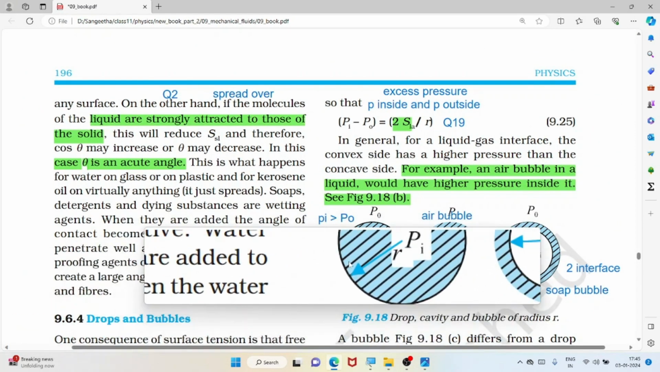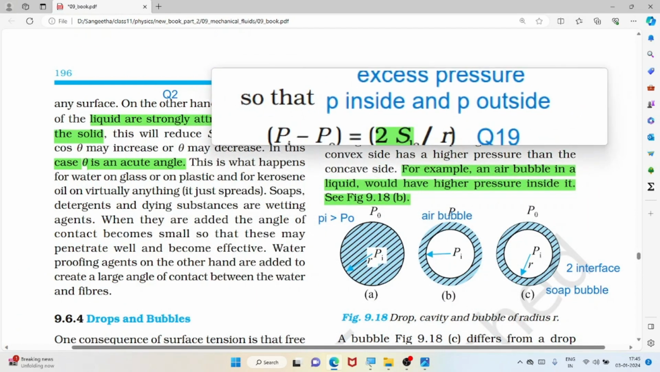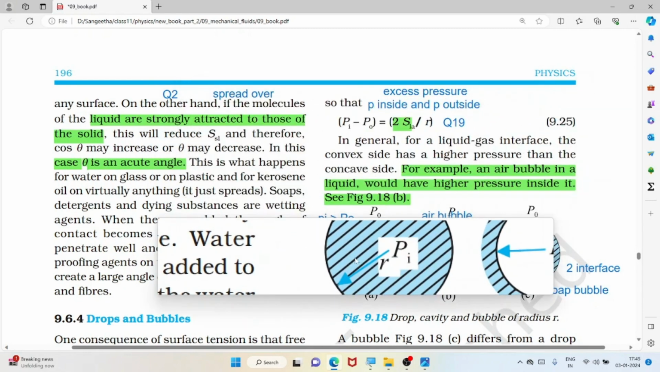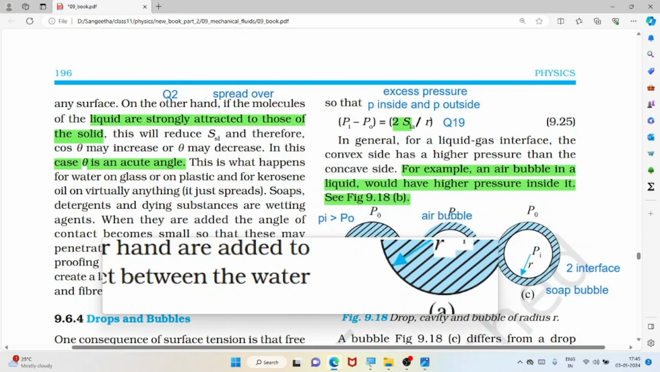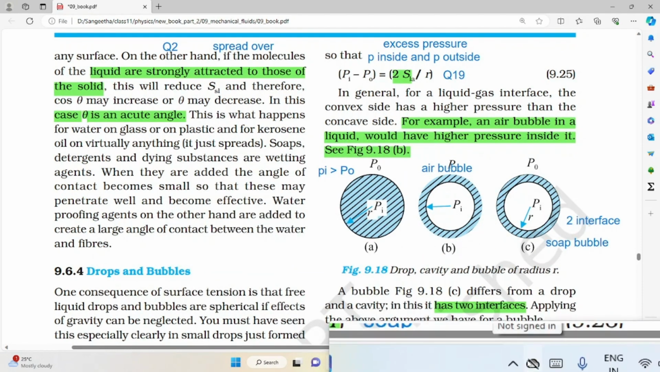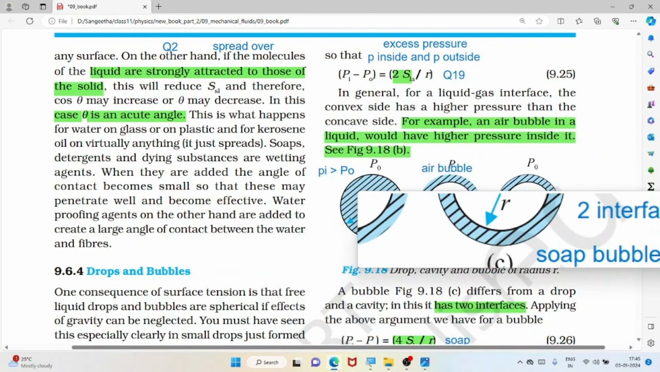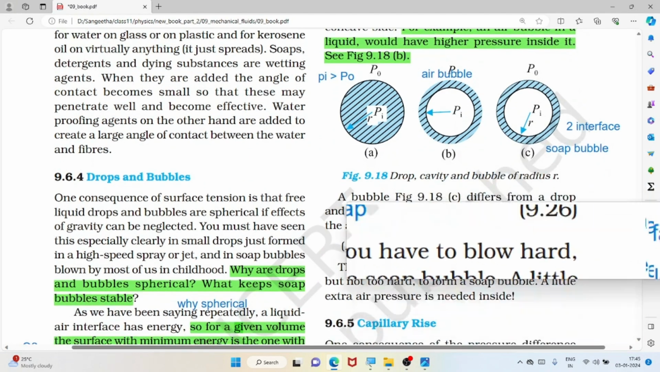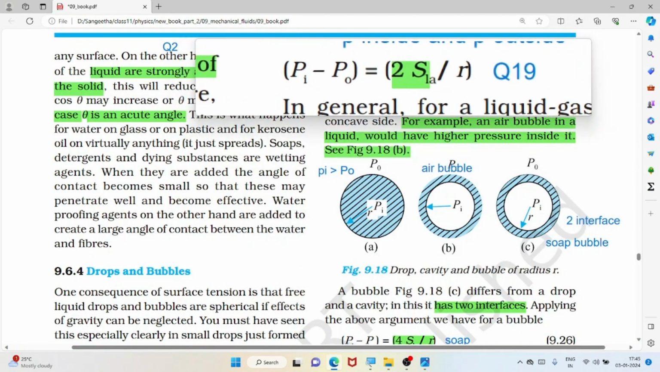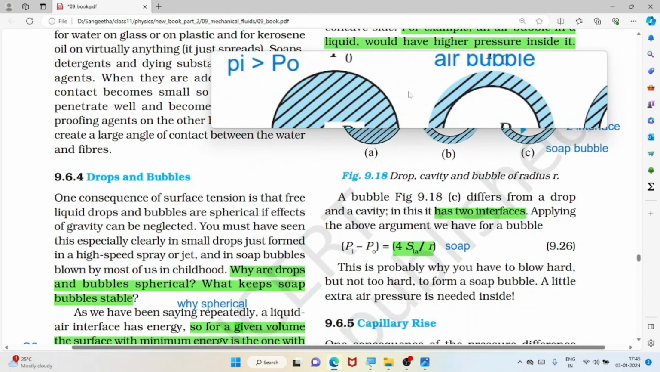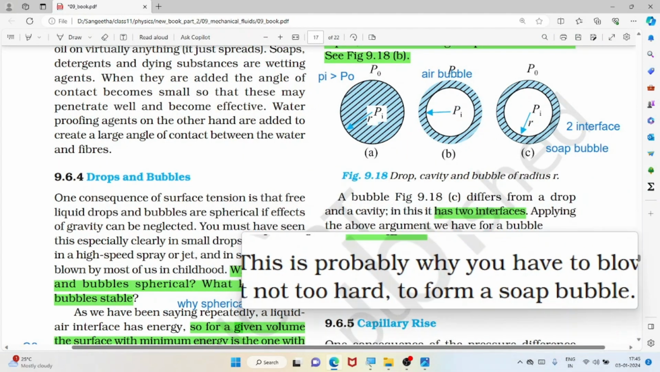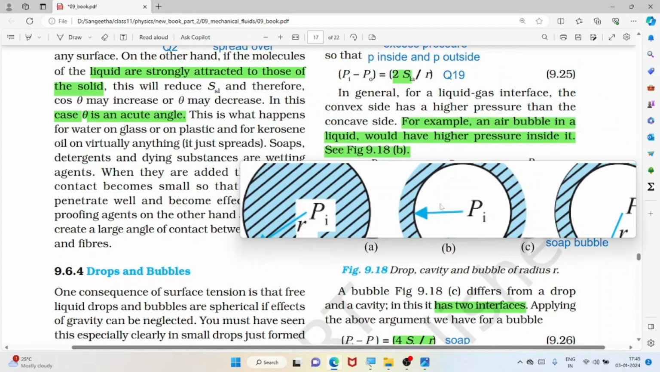Excess pressure: this is P inside and P0 is the P outside. Outside pressure is the atmospheric pressure. This is for the air bubble, this is for the soap bubble. It has two surfaces. For the air bubble, we have excess pressure 2S by R. But for the soap bubble, we have 4S by R. Important, okay? 4S by R. But for the air bubble, 2S by R.